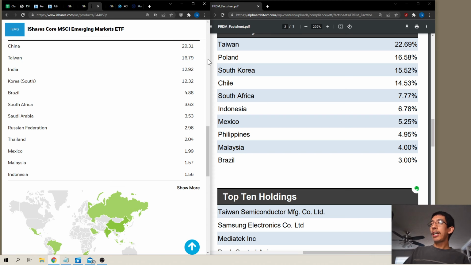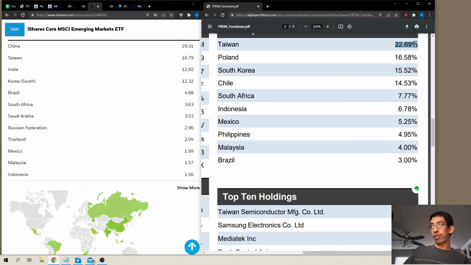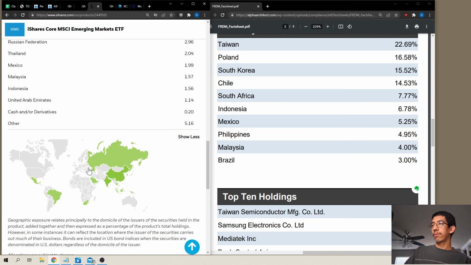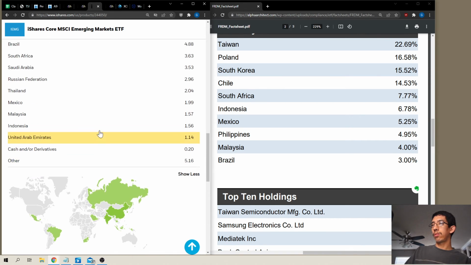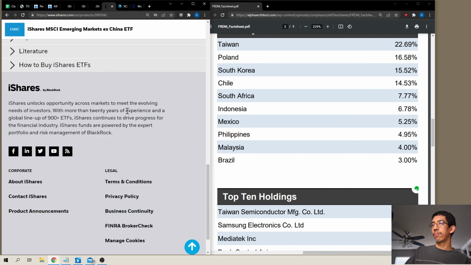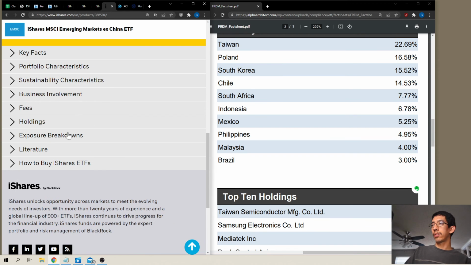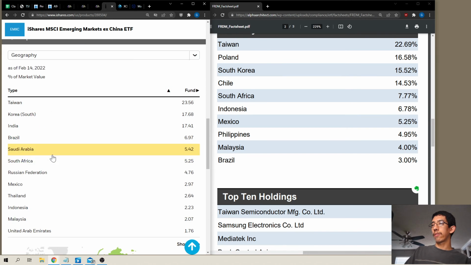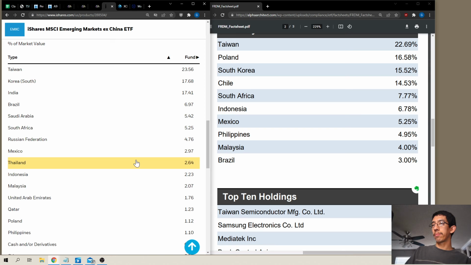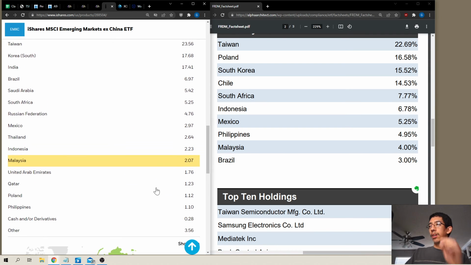Taiwan, 16.79% in the index, 22.69% in FRDM. Poland is not showing on the list. So Poland is potentially hiding in there somewhere? I don't know. Where did Poland go? Let me check this one, just in case I missed it. Exposure breakdowns, geography. Poland, not there. Interesting. I did not expect that. There's Poland.